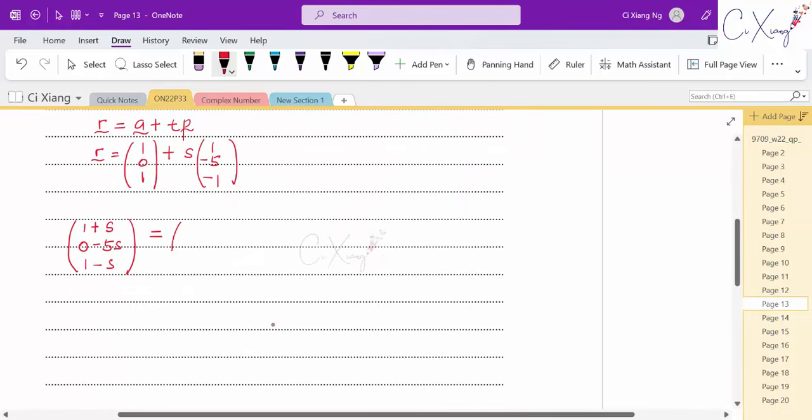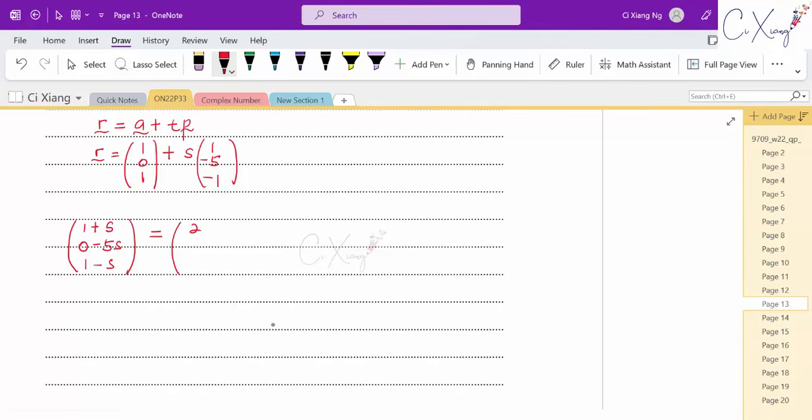Okay, so I'm having 2, 1, 0. And when you combine that, it will become 2 plus t, then 1 minus 3t, and also 0 minus t.